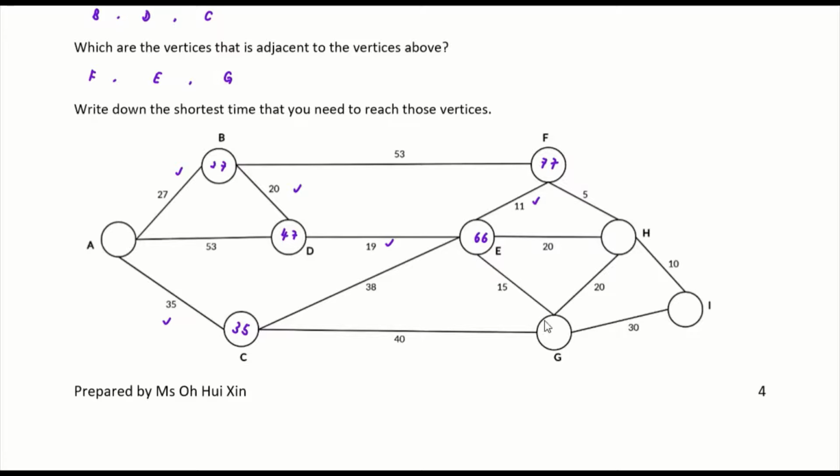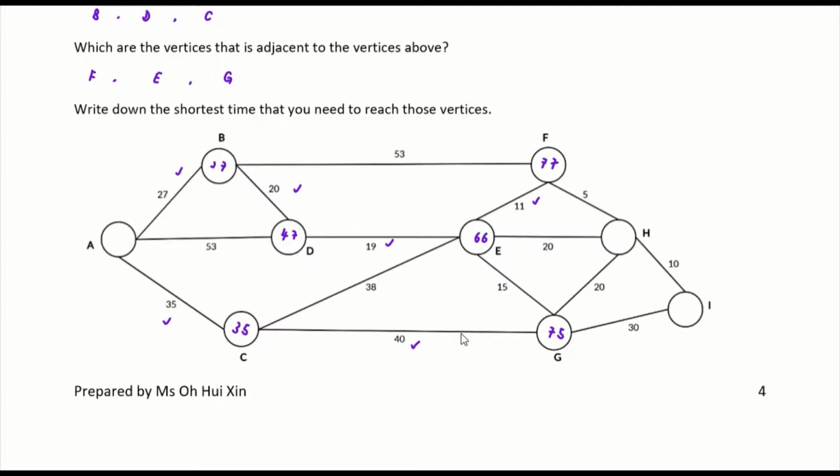Okay, after you get this, now we are left with G. So 35 plus 40, 75. And 66 plus 15 gives you 81. So the smallest one that you can have is 75 here. So we should go through 40. Okay, so we've settled the second round of the algorithm.